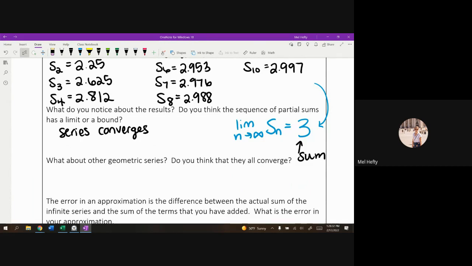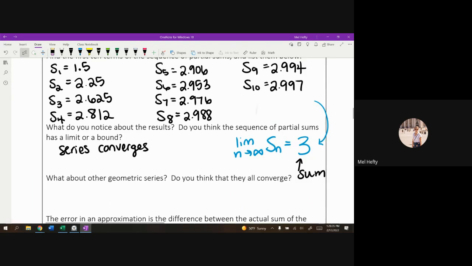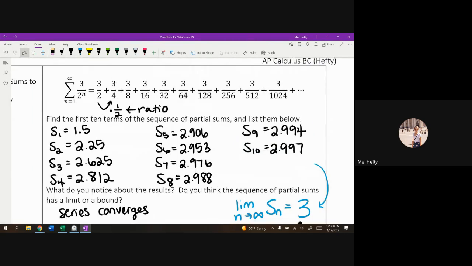All right, so my question. Remember, a geometric series has a common ratio. There's something I multiply each term by to get to the next term. My question: do all geometric series converge? Talk to your neighbors. All right. Does anyone think they know? Are all geometric series going to converge?